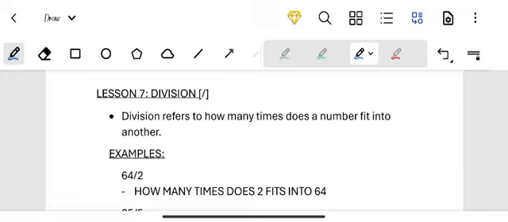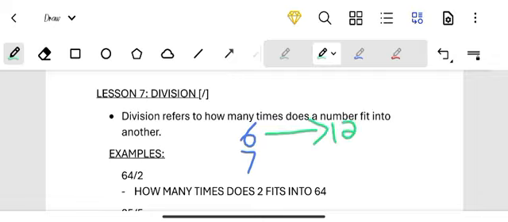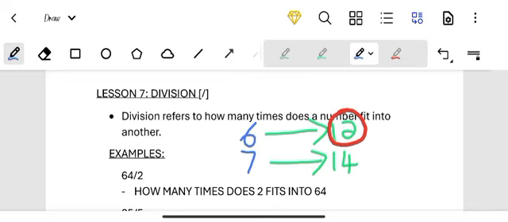So let's say we have 6 and 7. The question is, how many times does 6 go into 12? Or the question is, how many times does 7 go into 14? So what you're going to do is determine how many 6s are inside 12, and how many 7s are inside 14. So let's firstly work with the first one, which is 6 and 12.